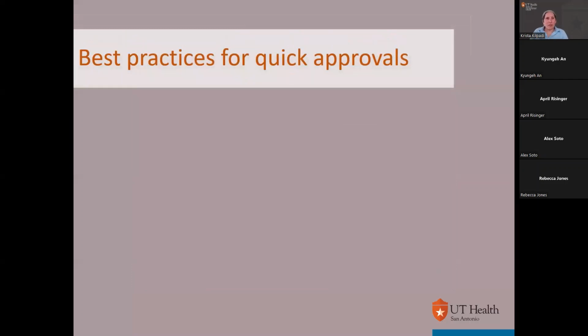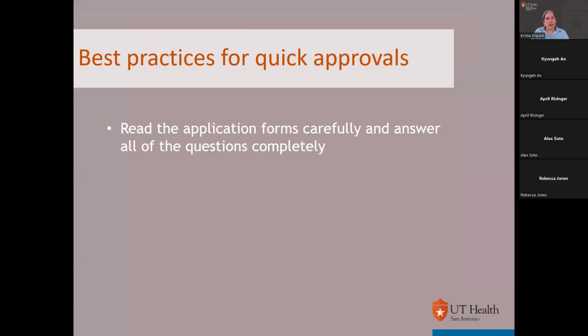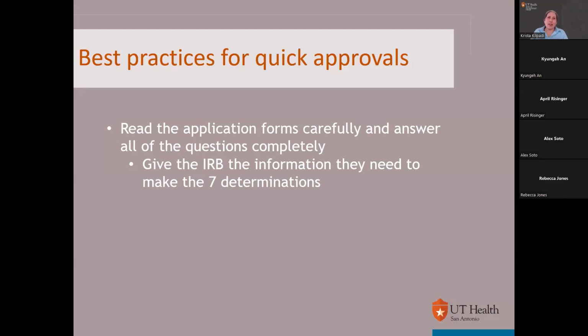All right, so let's talk briefly about best practices for quick approvals. Everybody wants to get through our offices really quickly, so here are some pearls that will help you get through the process quickly. First of all, make sure that you're reading your application forms carefully and answering all of the questions completely, because we need you to give the IRB the information that they need to make those 7 determinations that we talked about earlier. If you haven't answered the question, then the IRB office is probably going to have to come back to you and say, hey, we need the answer to this question so that the IRB can decide whether your study's safe or not.